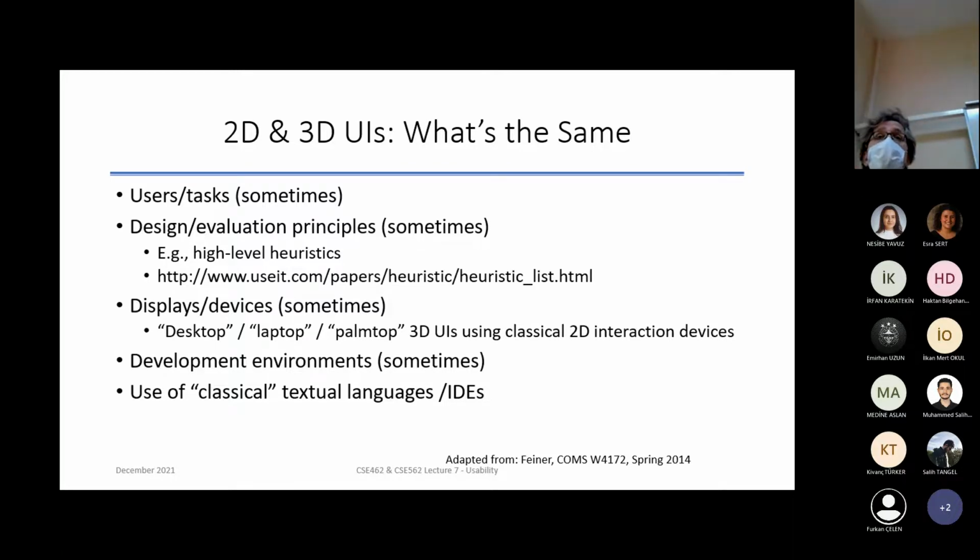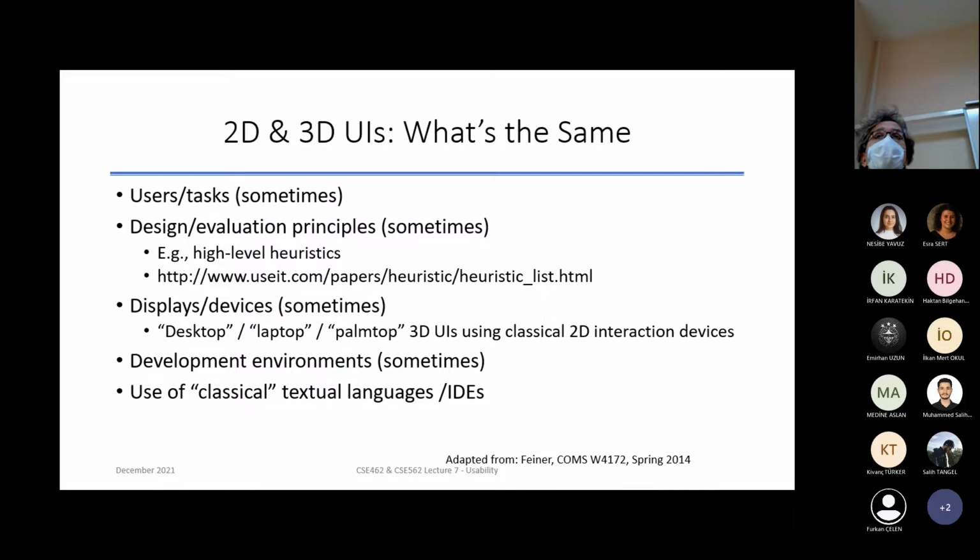Now the question is, how is this different than 2D? Because 2D has been studied quite a bit. The 2D interfaces with, let's say, a mouse, keyboard, and a screen, or even touch screen, has been studied quite a bit. And these slides are from Stefan Feiner. He's at Columbia, and I took it from one of his courses in 2014, I think.